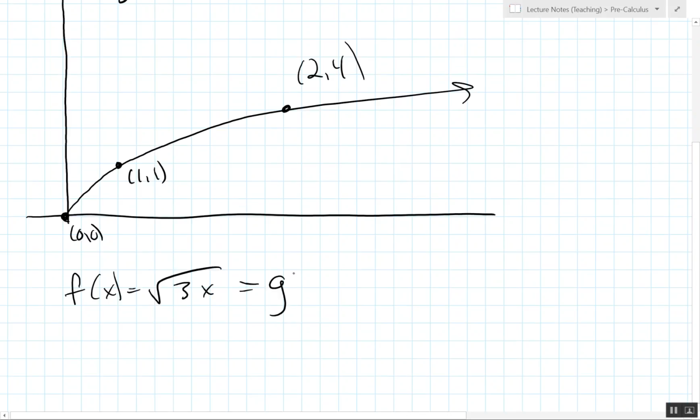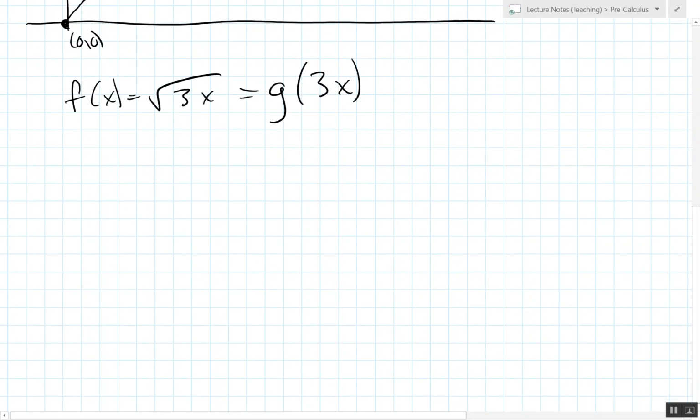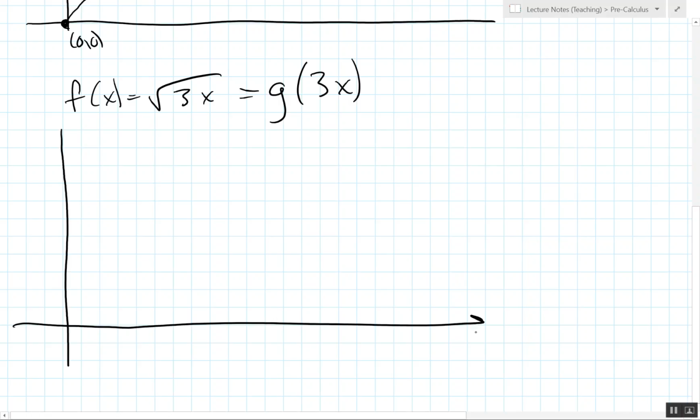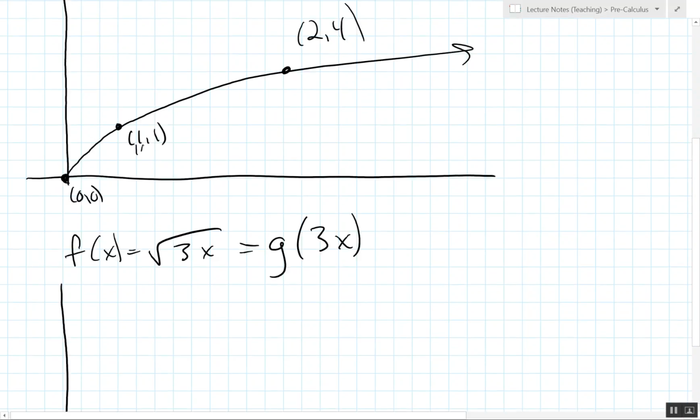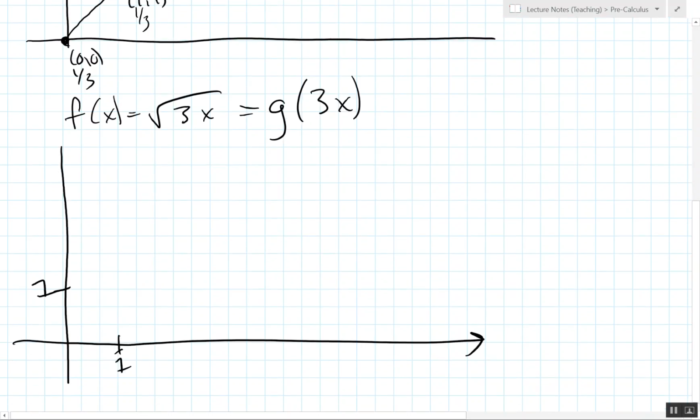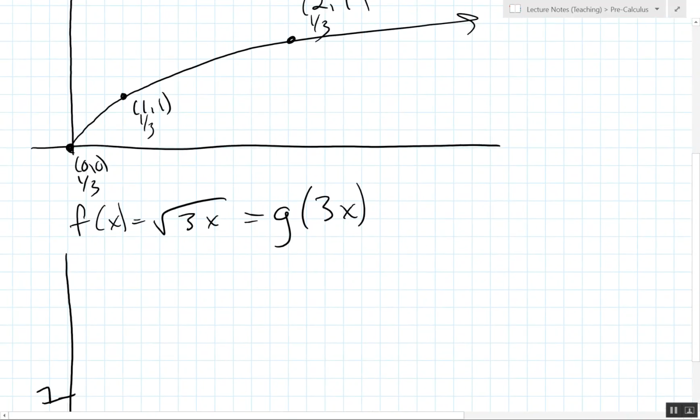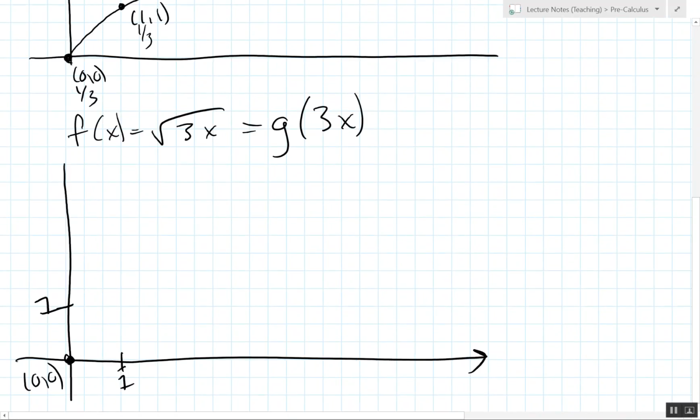So let's see what happens when we let f of x equals the square root of 3x, which now is just g of 3x. It's just a composition. So again, we're going to draw our nice big graph, and we're going to keep the scale this time. So again, this is 1, and this is 1. So we're going to multiply all the x coordinates by a third. And so 0, 0 becomes 0, 0. But notice that 1, 1 now becomes 1 third, 1. So that will be right here.